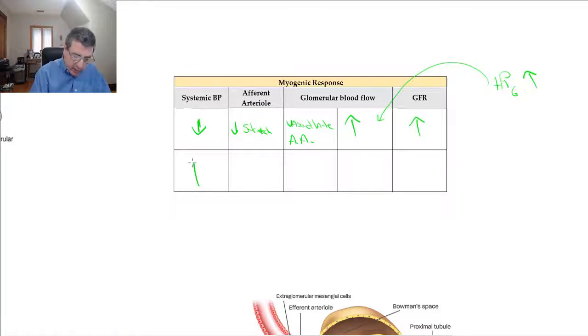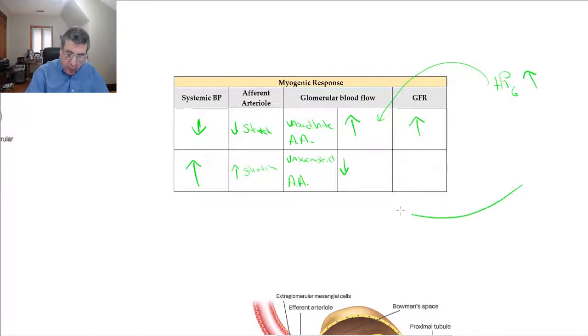Now, if we have an increase in systemic blood pressure, what's that doing to the afferent arteriole? It's causing an increased stretch. That one's spelt a little bit better, isn't it? You have an increase in stretch of the afferent arteriole, which causes vasoconstriction of the afferent arteriole. If you have vasoconstriction, what's that going to do to the blood flow within the glomerular capillaries? That's going to decrease the blood flow.